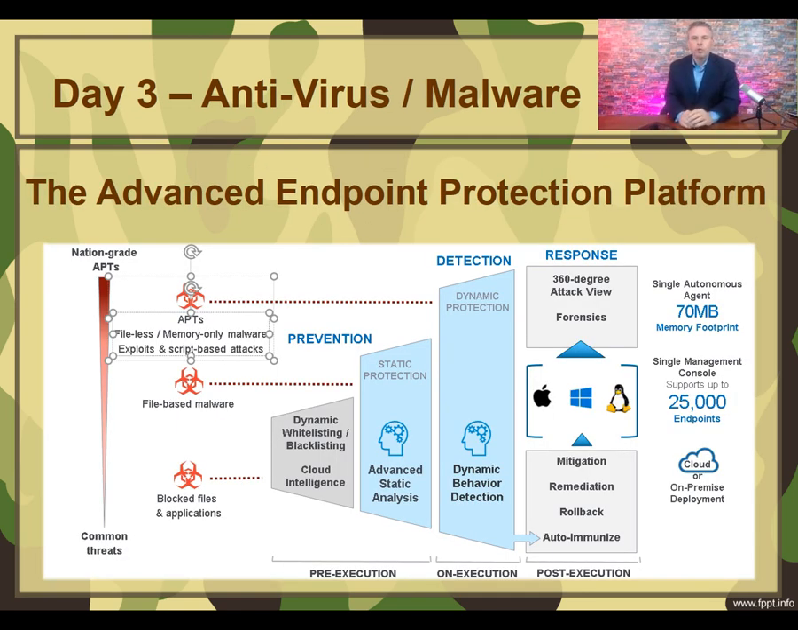Advanced endpoint protection really needs to be very deep. It needs to cover a large area. What I mean by that is common threats, which are block files and applications. It needs to be able to whitelist and blacklist on the fly. If it detects maybe a website that's bad, or maybe a malicious attack, it needs to be able to stop those on the fly. But as we move up in the threat level, you get into file-based malware as well.